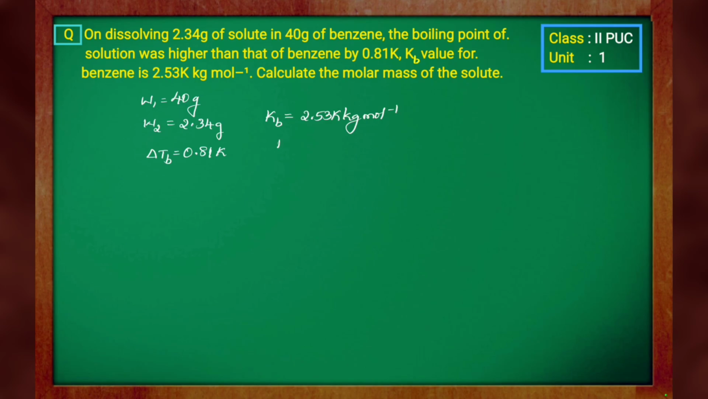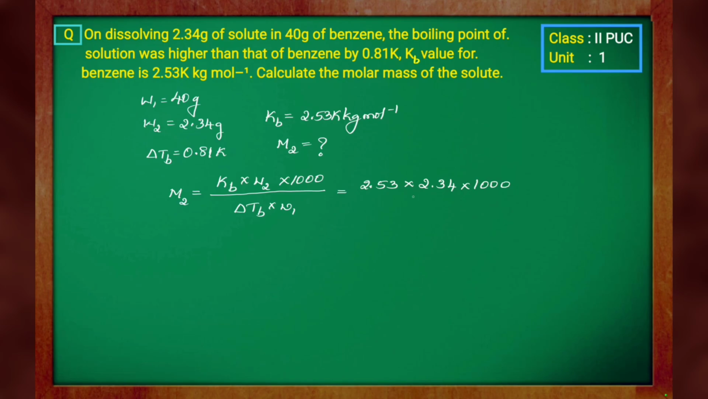And we need to calculate the molar mass of this solute, that is M2. So we have the formula from the elevation of boiling point. The molar mass of solute M2 is equal to Kb into W2 into 1000 divided by delta Tb into W1. Substituting all the values into the formula, Kb is 2.53 into W2 is 2.34 into 1000 divided by delta Tb, which was 0.81 into W1, that is 40.